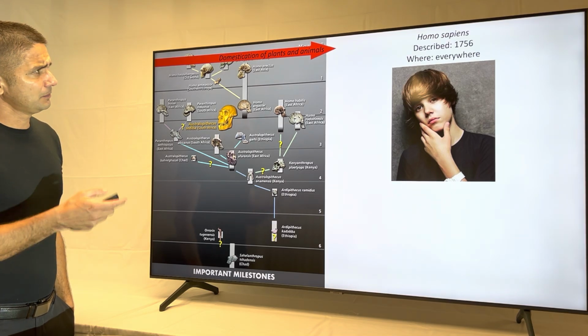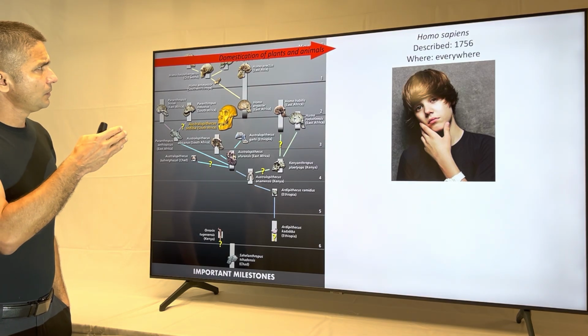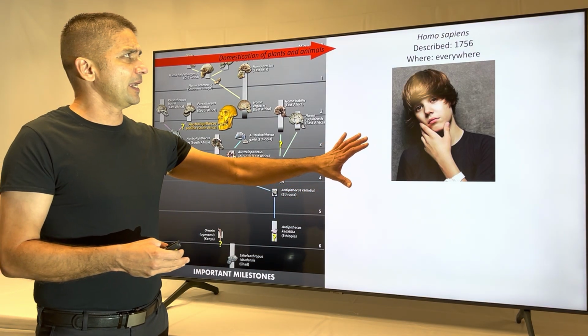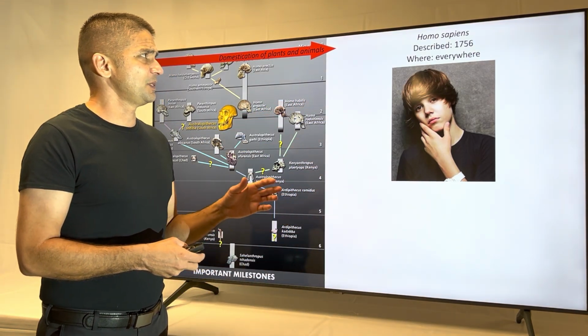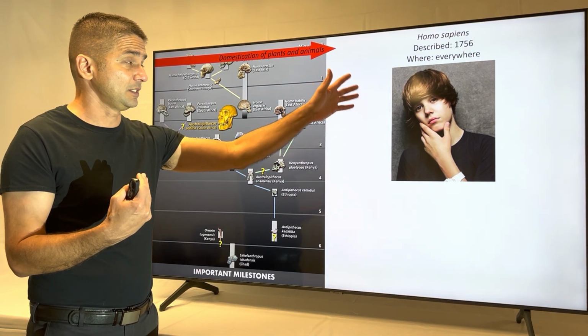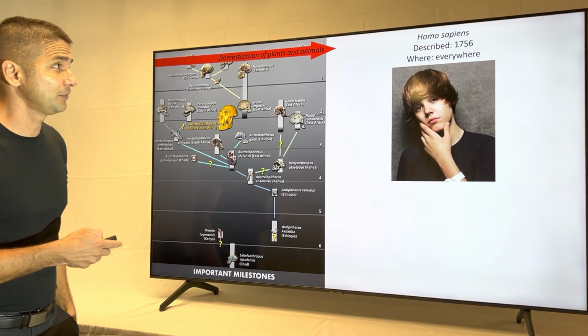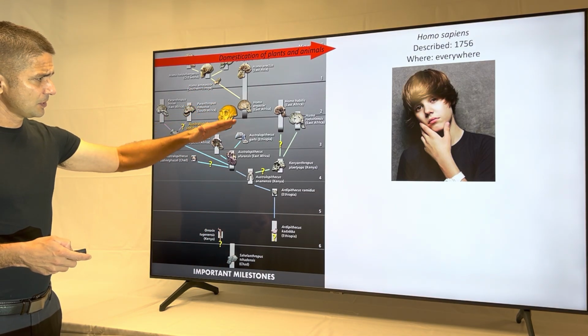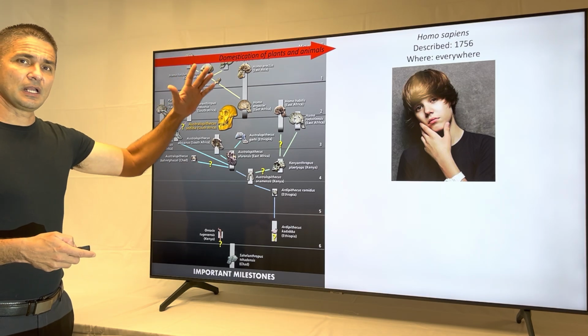And finally, about 10,000 years ago, we domesticated plants and animals, and that led us to who we are today, Homo sapiens. Again, a species that was the first species ever described according to the Linnaeus system in 1756, and we got to be everywhere. So that generally speaks about the milestones in our evolution.